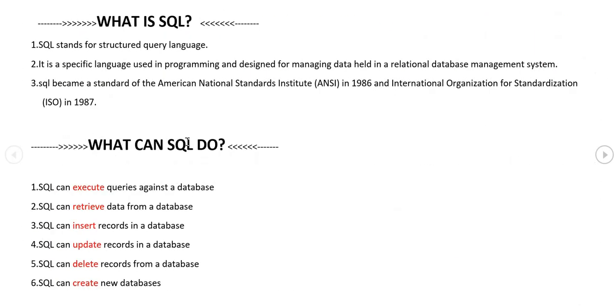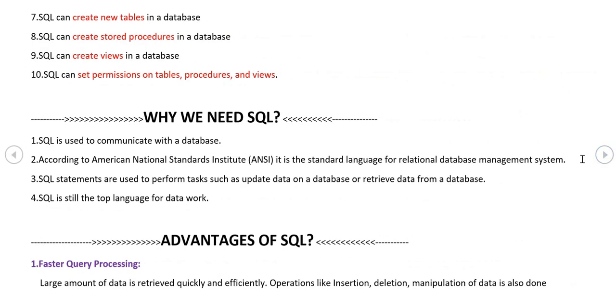So what can SQL do? SQL can execute queries against a database, retrieve data from a database, insert records into a database, and update, delete, and create a new database. With SQL, we can do all these operations. Also, we can create new tables, stored procedures and views, and set permissions on tables, procedures and views.